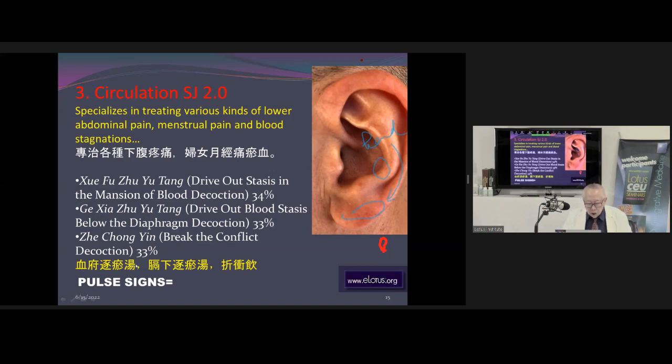If you want to talk about xuefu zhuyu tang, I can talk about three days and three nights without end. Ge xia zhuyu tang and zhe chong yin. So in using this kind of combination, you must be sure that the patient is not taking any blood thinner. Otherwise, you don't touch it. It's too dangerous. As for xuefu zhuyu tang, it's a very famous invention, very popular in Qing Dynasty for everything, not only for pain. I'm talking about pain here, but xuefu zhuyu tang, please bear in mind.